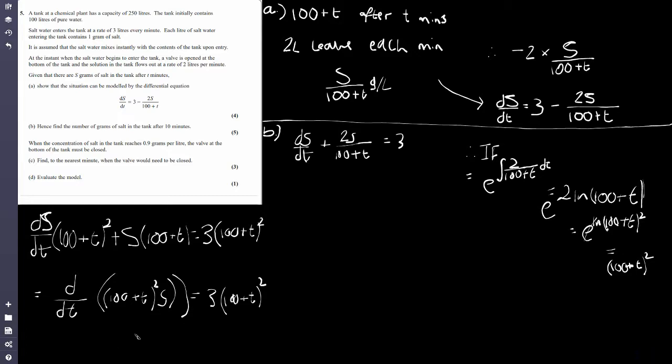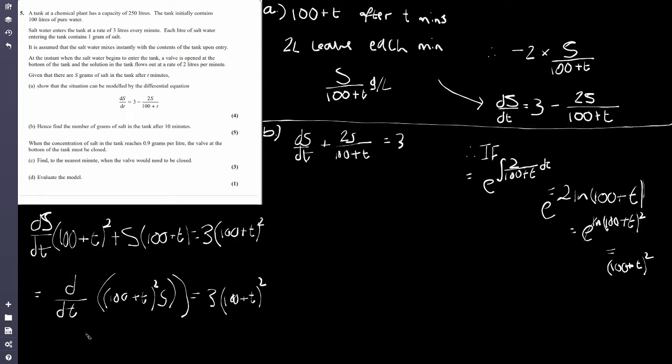Well, I won't bother actually integrating it, because think about what's going to happen. If we integrate this side, well, this is the derivative with respect to t. If you integrate the derivative, then you're just going to get left with whatever there is. And this side here, if we add 1 to the power and divide by the new power, we're just going to get left with 100 plus t cubed.